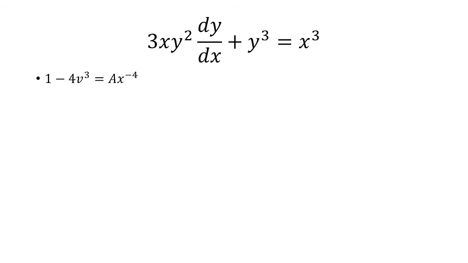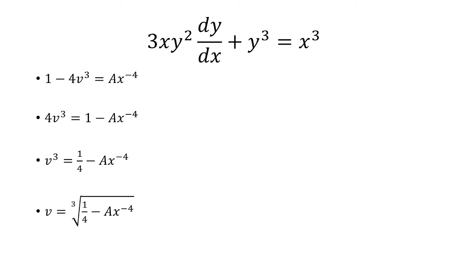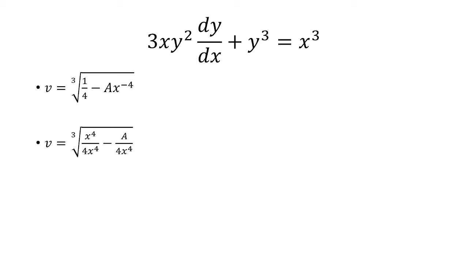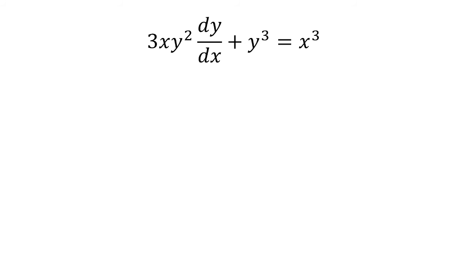My goal is to solve for v, so let's subtract both sides by ax to the negative 4th, and then add both sides by 4v to the 3rd power. Divide by 4, and then take the cube root. Now I'm going to do some more math and get a common denominator of 4x to the 4th. So the first fraction, I'm going to multiply x to the 4th over x to the 4th. Second fraction, I'll multiply top and bottom by 4. Bring it all together by subtracting.